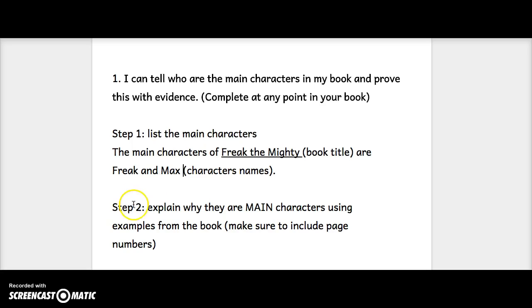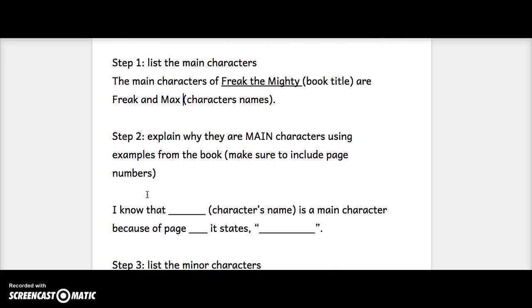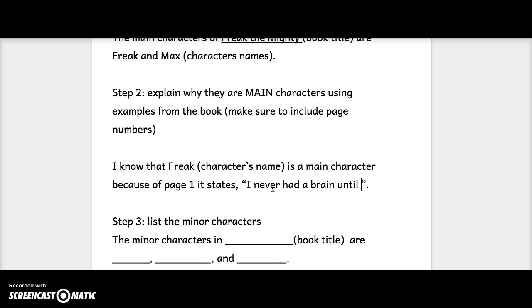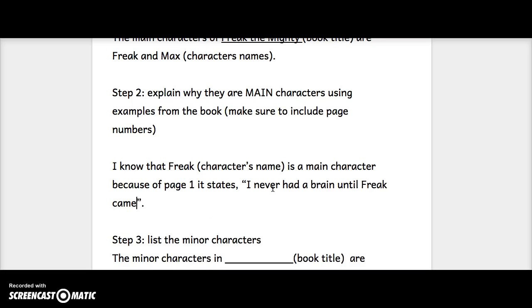So now that I've got my two main characters, now I need to explain why they are main characters using examples from the book, making sure that I include page numbers. So I'm going to do Freak first, and I'm going to say I know that Freak is a main character because on page, and I'm just going to use actually the first page of the book, page 1, it states, "I never had a brain until Freak came along."